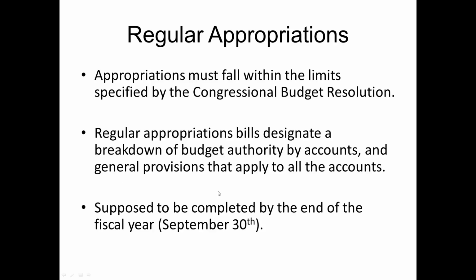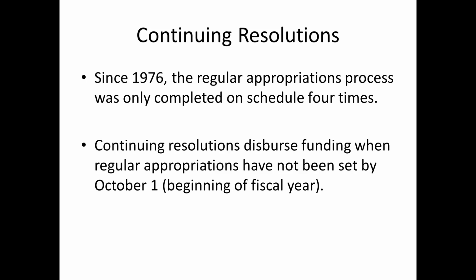The fiscal year in the United States runs from October the 1st through September the 30th, so when we're talking about appropriations, they need to be completed by October the 1st in order for the funding to continue in the government. If completed on time, the appropriations bill will say how much money is being spent on each account in the federal government and what, if any, provisions are applying to those accounts.